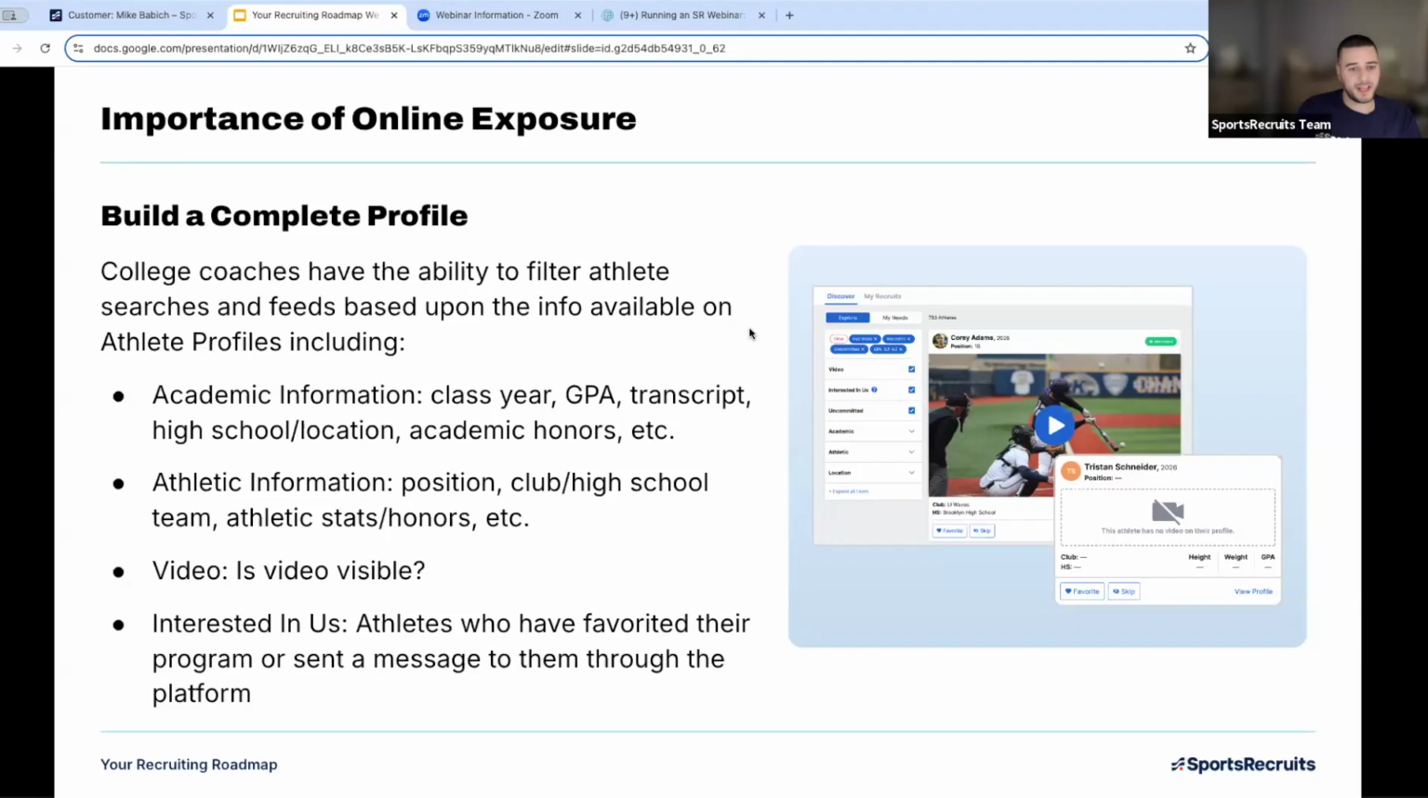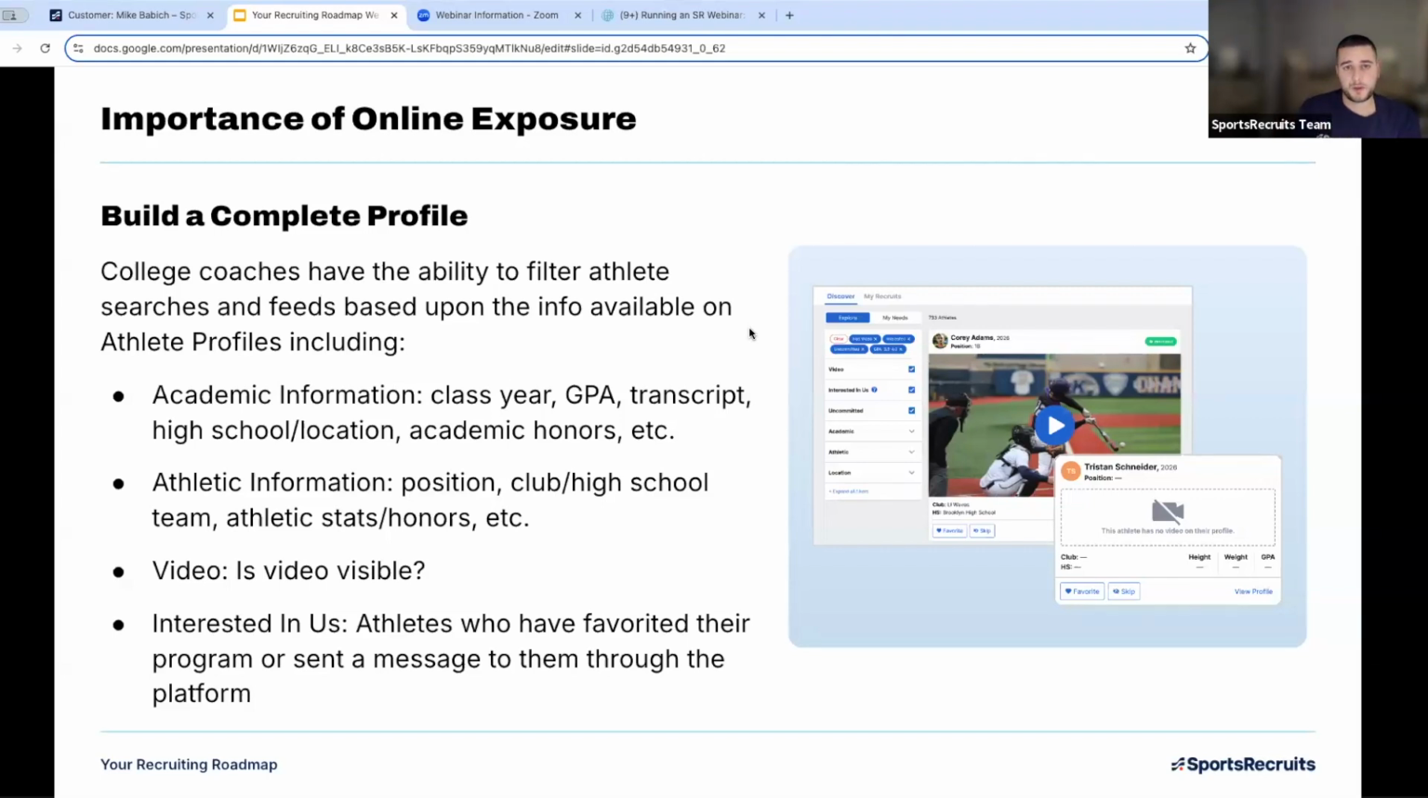So when you are building out a target list of schools, which is something we'll talk about in just a minute here, we give college coaches who utilize Sports Recruits the opportunity to try and find student athletes that have favorited their program. So if you have any direct interest in a school, it's especially important to make sure that you identify that on your profile. That way you are able to get a better sense of what's out there. So you can actually give coaches that heads up.